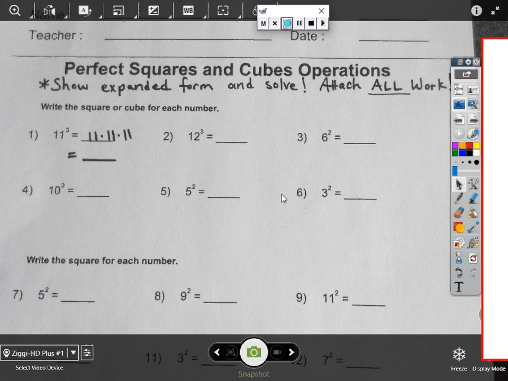You should have this with you to be working on, and I'm going to show you how the explanation should look. We have been taking notes on perfect squares and cubes in the classroom. Notice that here it says I want to show expanded form, and I also want to solve. So I set up the first one for you. It says 11 to the third power.